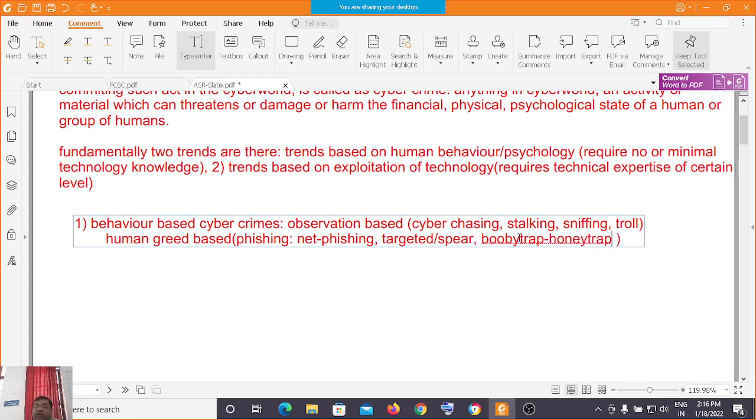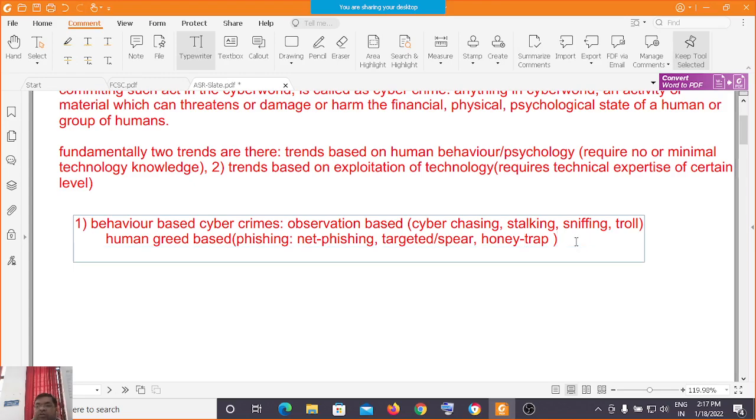Honey trap means someone becomes your friend. Many times such types of traps are called honey traps, because here a good looking girl, with photos and everything, creates some account and tries to catch some person, and then they blackmail that person for financial or other advantages. So that is again human nature or human greed based cyber crime.